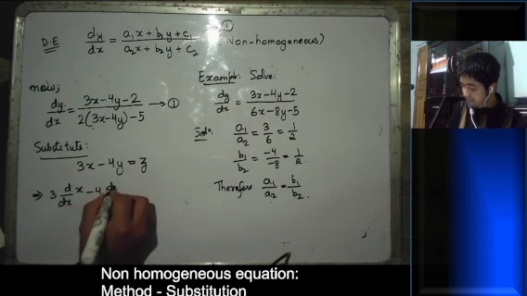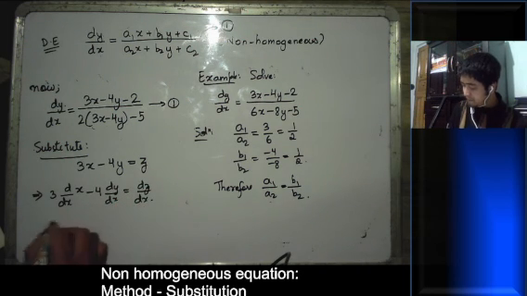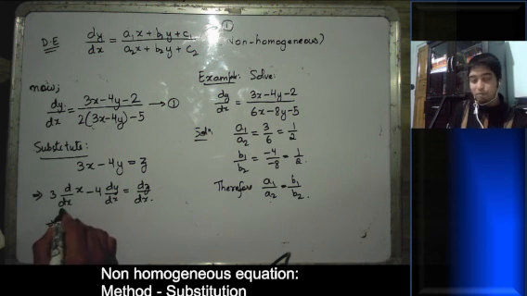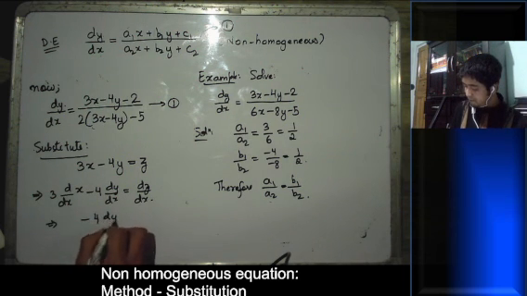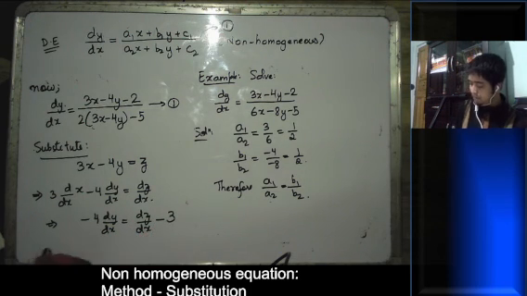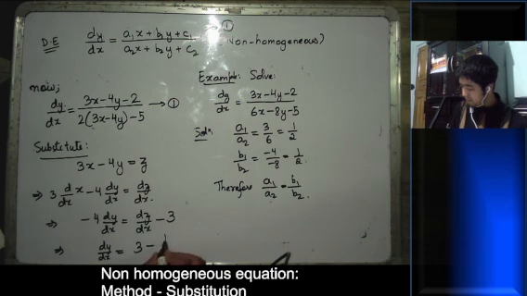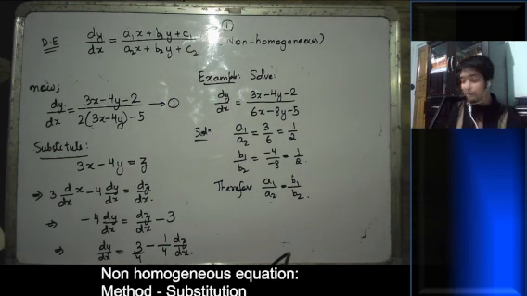Minus 4 dy/dx equal dz/dx, so dx by dx will be equal to 1. So dy/dx will be equal to 3 by 4 minus 1 by 4 dz/dx. Okay, so this is what we are having.